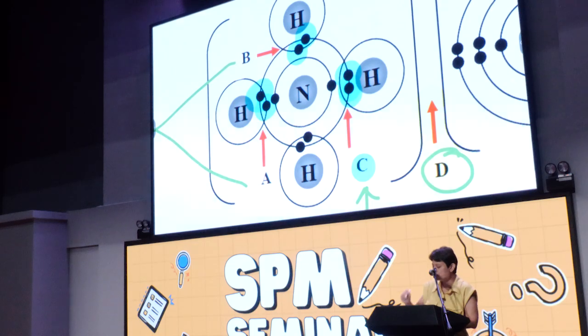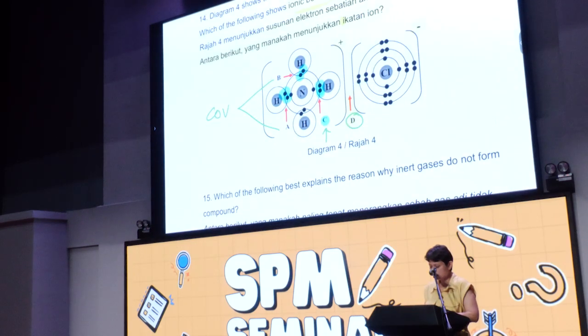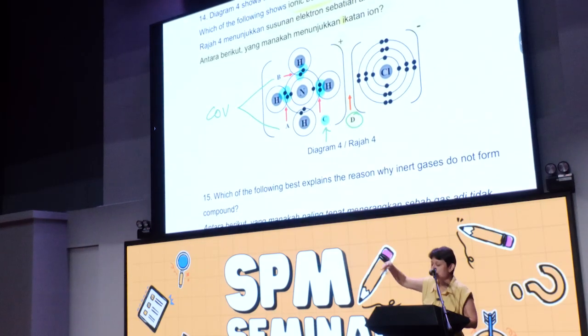So if they ask you dative, it is C. If they ask you ionic, it is D. If they ask you covalent, it is A or B. Got it? So in one question, boleh tanya tiga benda yang tak sama. All right? You get it? Okay. We do one last part, then I give you 5 minutes.